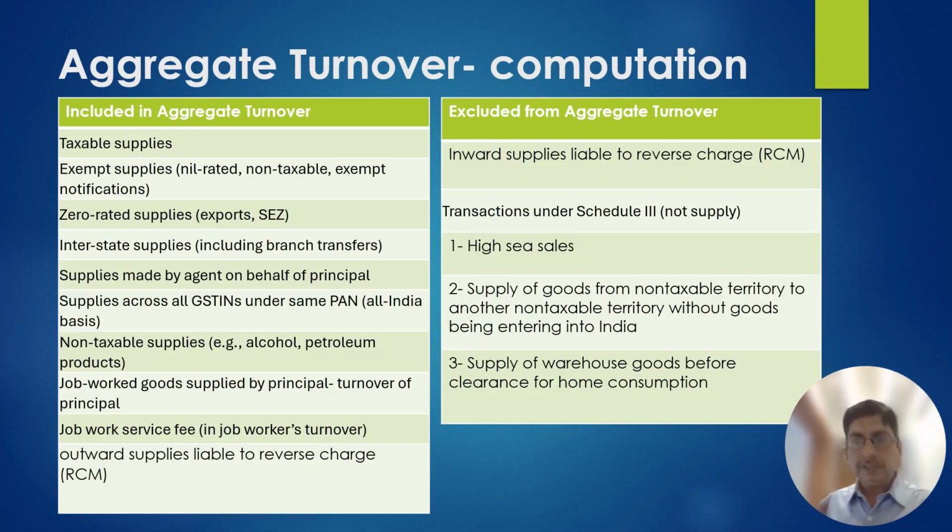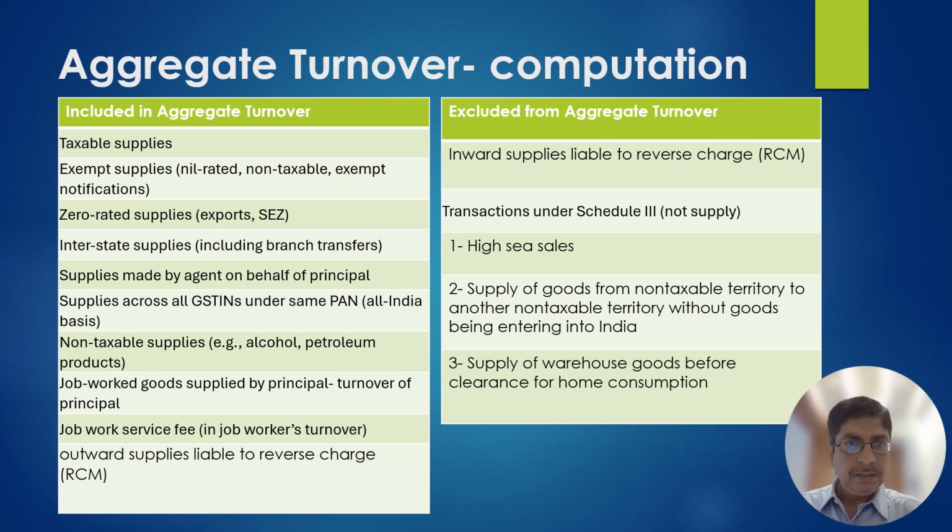So let's see what are the items to be considered in computation of aggregate turnover and not to be considered in computation of aggregate turnover. First, taxable supplies are to be included in computation of aggregate turnover, taxable supply of goods or services or both. Further, exempt supply. What is exempt supply? A supply which is taxable but the rate of tax is nil.